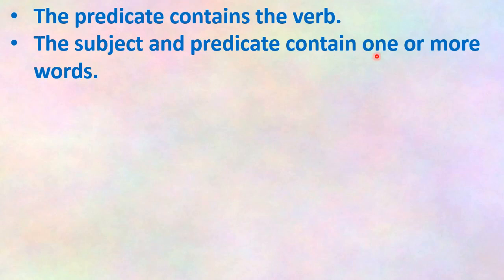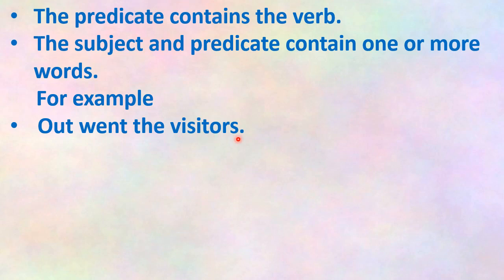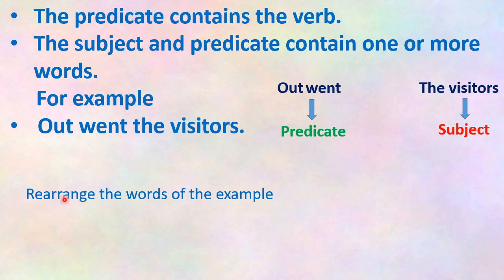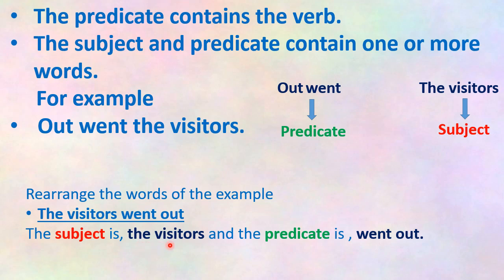The predicate contains the verb. The subject and the predicate contain one or more words. For example, out went the visitors. Now what is this, students? Out went. Yes, out went is the predicate. And what is this? The visitors. This sentence is all about the visitors. So the visitors is the subject. Now, if you rearrange the words of the example, you get the visitors went out. And here again, the subject is the visitors and the predicate is went out.